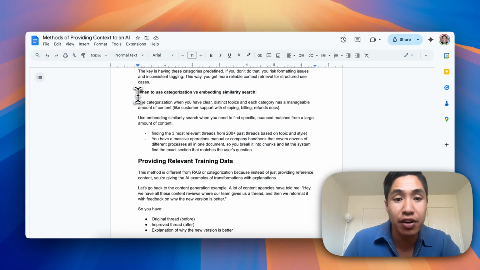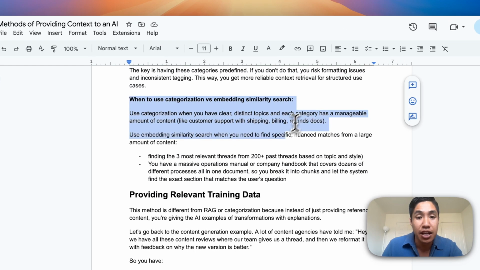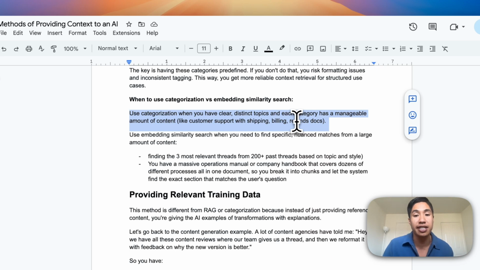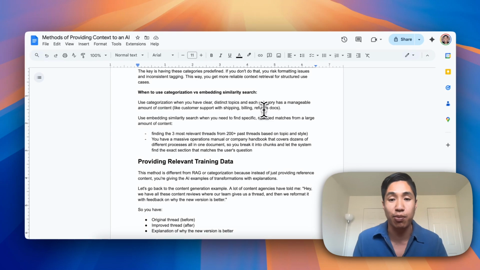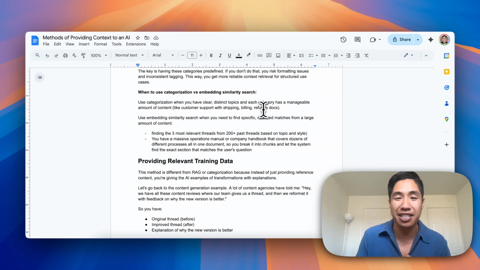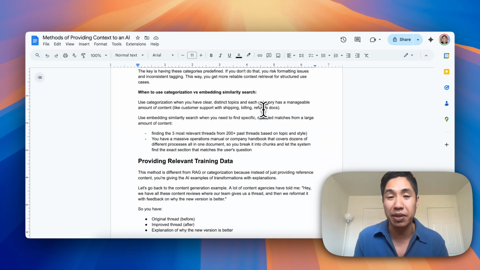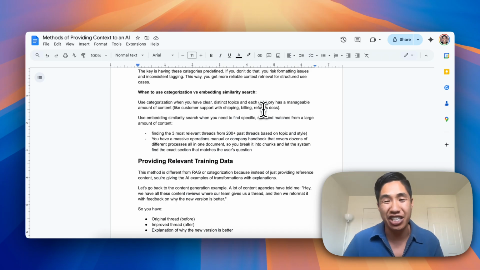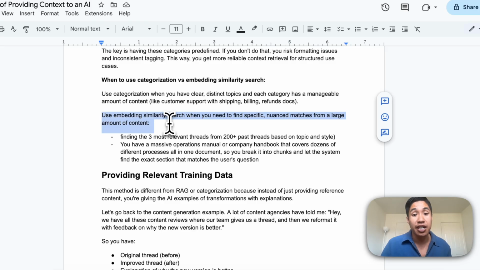So when to use categorization versus embedding similarity search? I would say use categorization when you have clear, distinct topics and each category has a manageable amount of content. Customer support would be a great example, because again, these documents for each topic aren't extremely long. And these models like Claude and GPT are so good now that they can handle all that and still answer the question very accurately.